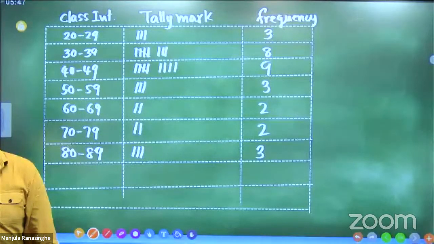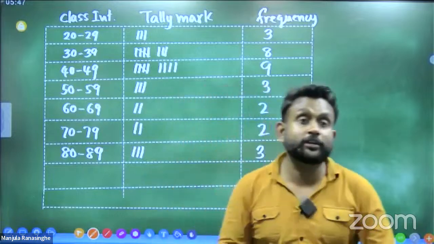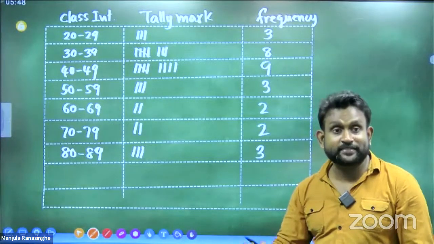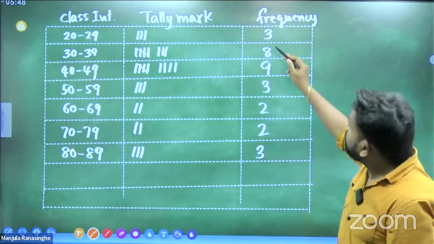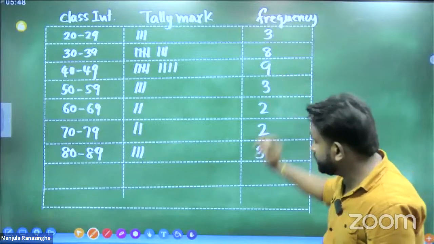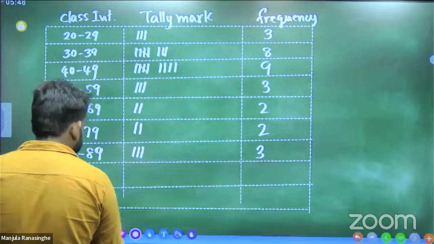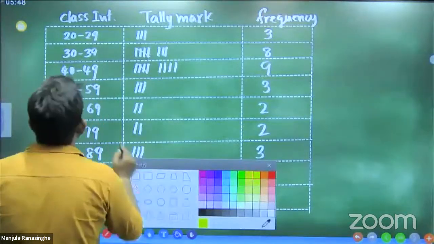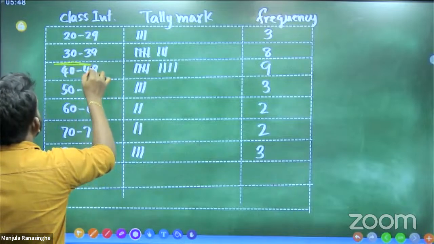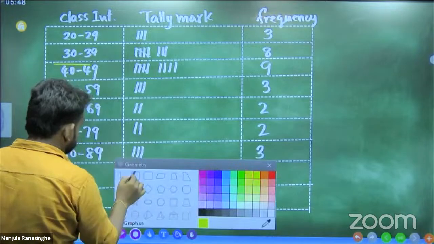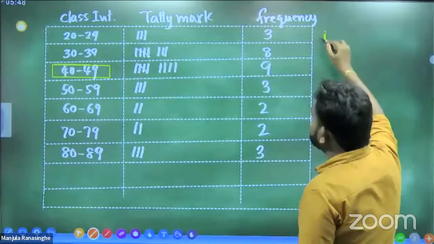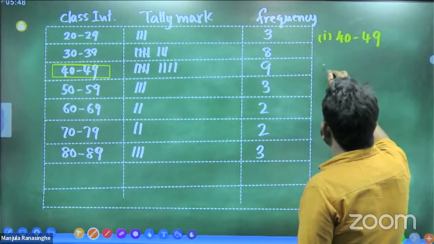So the next one they are asking: find the modal class. The word mode refers to the class that has the mode. Mode means the highest frequency. What is the highest frequency? 9. Which class does it belong to? This is the modal class, 40 to 49. So the modal class is 40 to 49. This is how you get the answer.